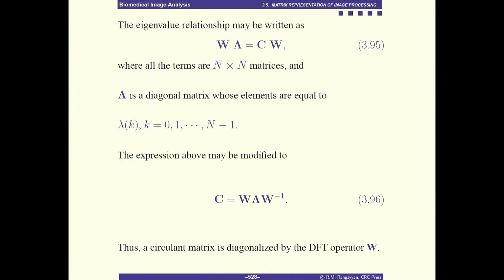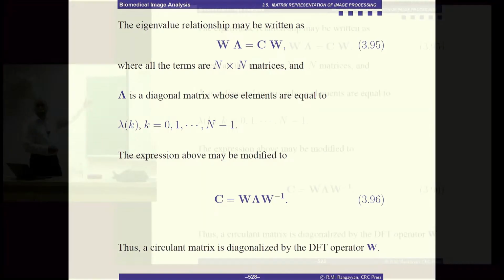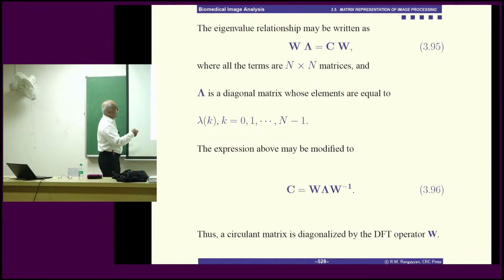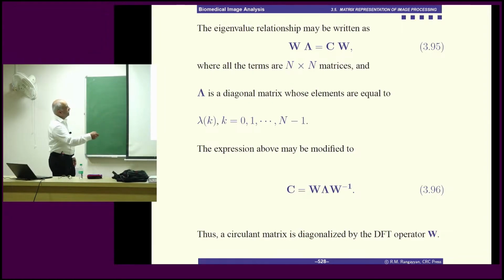This eigenvalue relationship, you have a diagonal matrix now. W lambda is CW. So all of these are n by n matrices. Lambda is a diagonal matrix whose elements are equal to these eigenvalues. And you can also write it as C is W lambda W inverse.